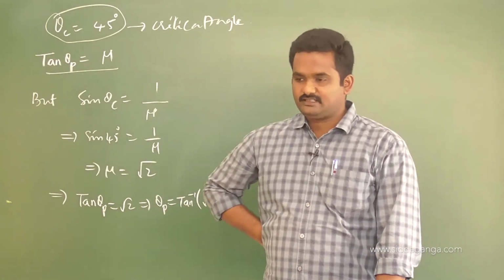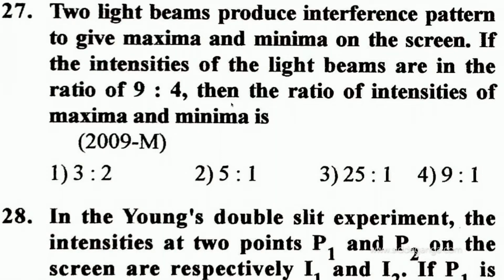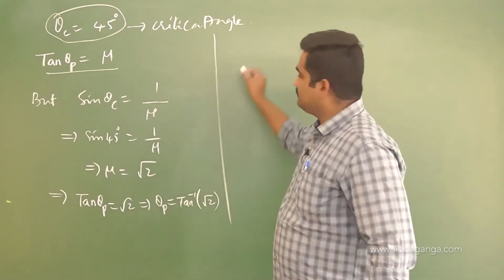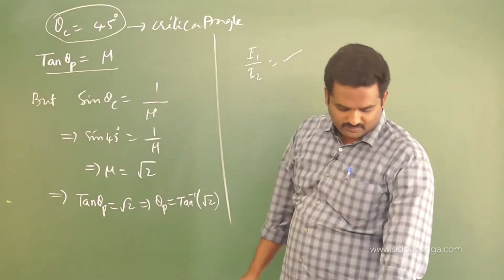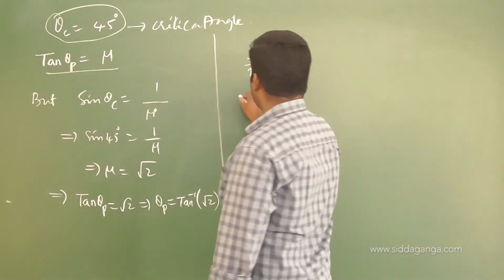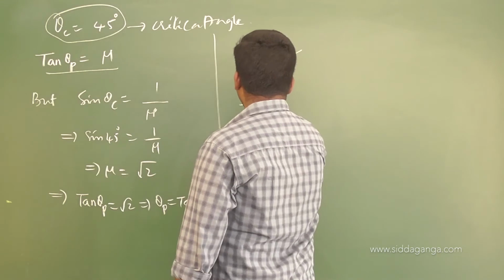Go for the next one, the 27th problem. Two light beams produce an interference pattern to give maxima and minima on the screen. If the intensities of the light beams are in the ratio 9:4, then the ratio of intensity... this we have already solved, I have given it in the beginning of the interference concept. They have given I1 by I2 here, right? What are they asking to find? Ratio of maxima to minima intensity, which means I maximum divided by I minimum.